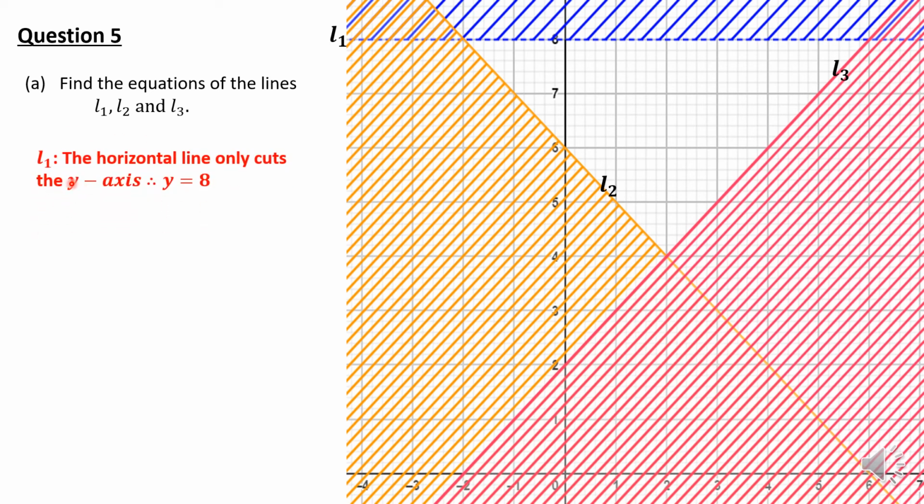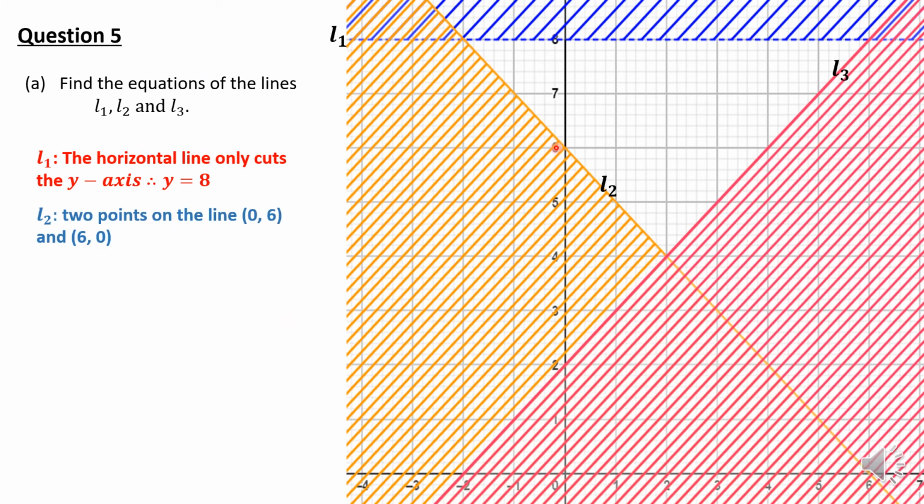Well, when you look at line 1, you can see it's a horizontal line, and horizontal lines start with y equals some number. All right, so it cuts the y-axis at 8. It's nothing but y equals 8. Remember, here you were looking for the equations, not the inequality.